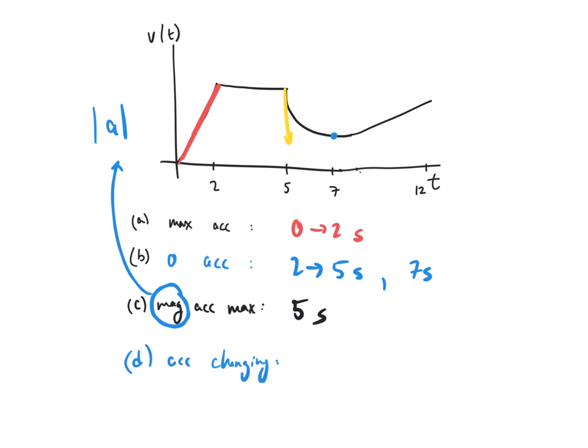How do I relate acceleration again to velocity? How are they related to each other? Use the word derivative to relate them. How are velocity and acceleration related? The derivative of velocity is acceleration, and I want to know when acceleration is changing. So really I'm asking, when is the derivative of this function changing?